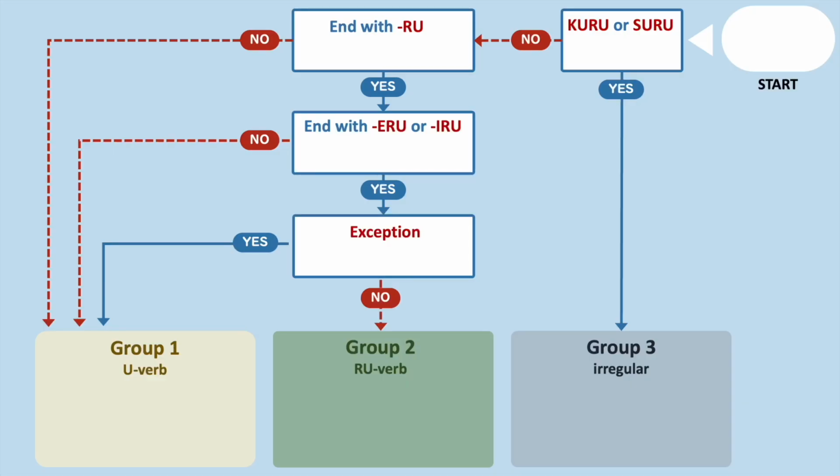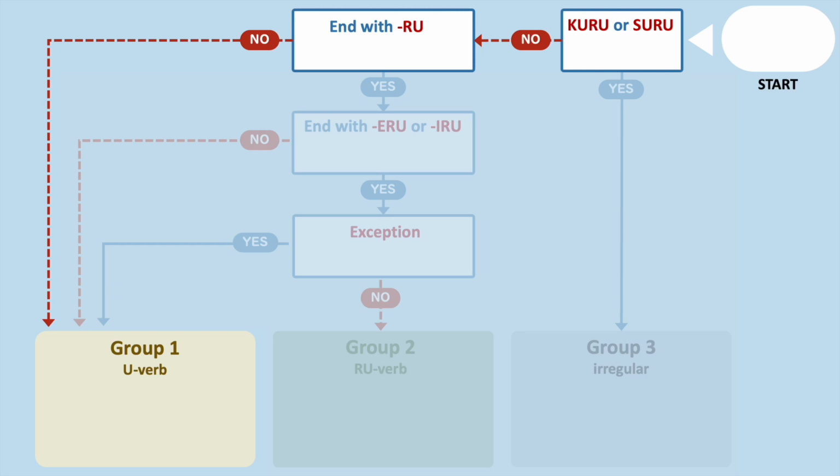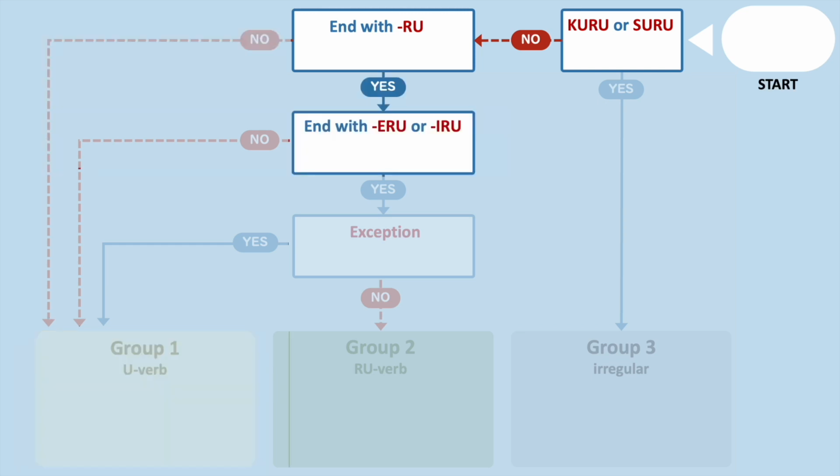To identify a verb group, there are 4 checkpoints. Since it's easy to identify irregular verbs, we check if the verb is irregular at the first checkpoint. At the second checkpoint, we check whether the verb has the ru ending. If the verb doesn't end with ru, it's automatically u verb, group 1. Since more than half of the Japanese verbs are u verb, it's very easy to identify most of the u verbs.